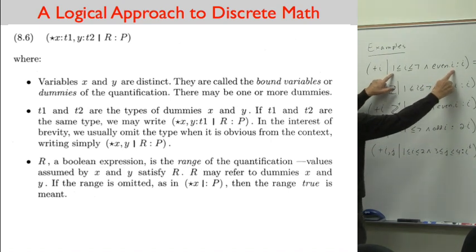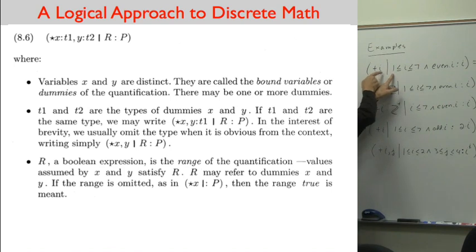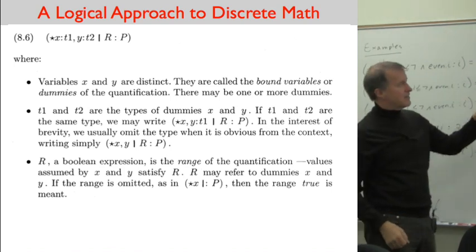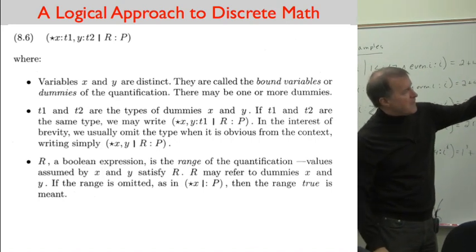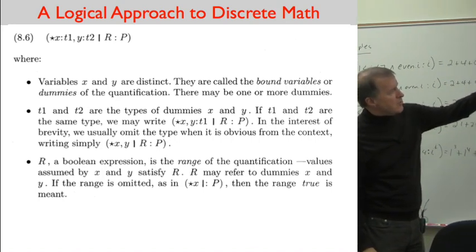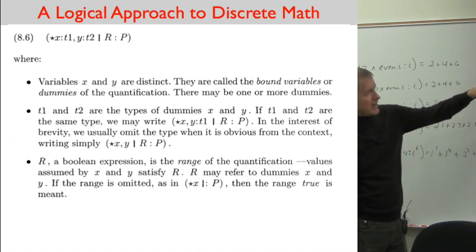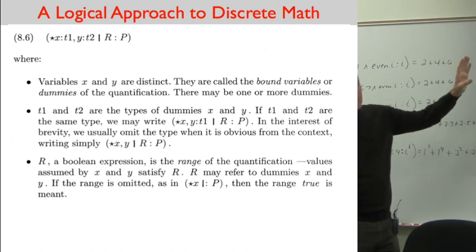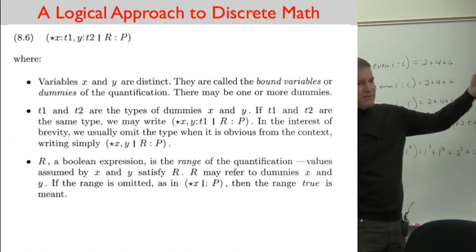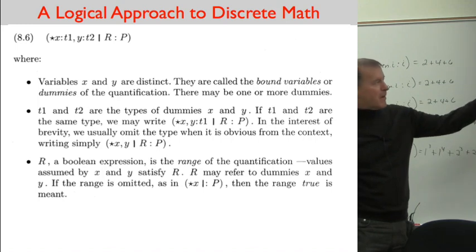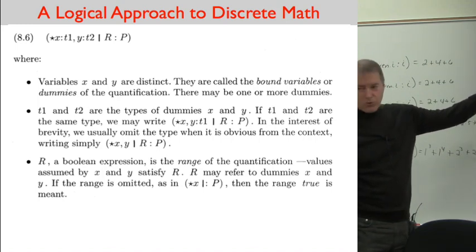This range has an I in it. This I is this dummy I, right? Is everybody good with that? Okay, so R may refer to dummies x and y. If the range is omitted, now here's another abbreviation. If the range is omitted, as in parentheses, star x, range, nothing, body P, then the range is true.